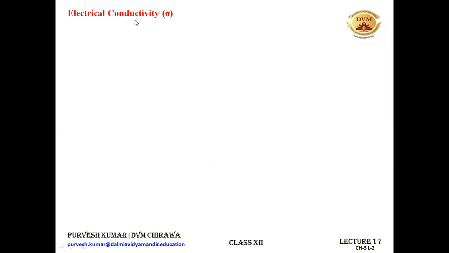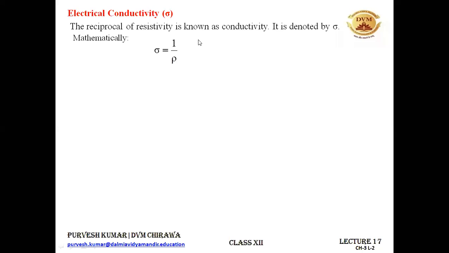Another quantity that is closely related to resistivity is conductivity, and it is denoted by sigma. The reciprocal of resistivity is known as conductivity. It is denoted by sigma. Mathematically we can write sigma is equal to 1 by rho. That is, the reciprocal of resistivity rho gives you sigma.